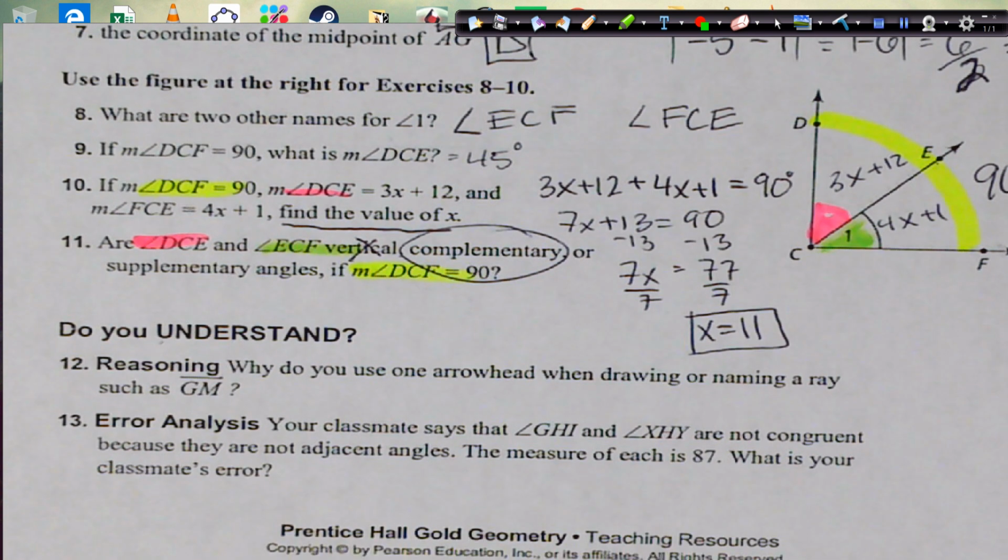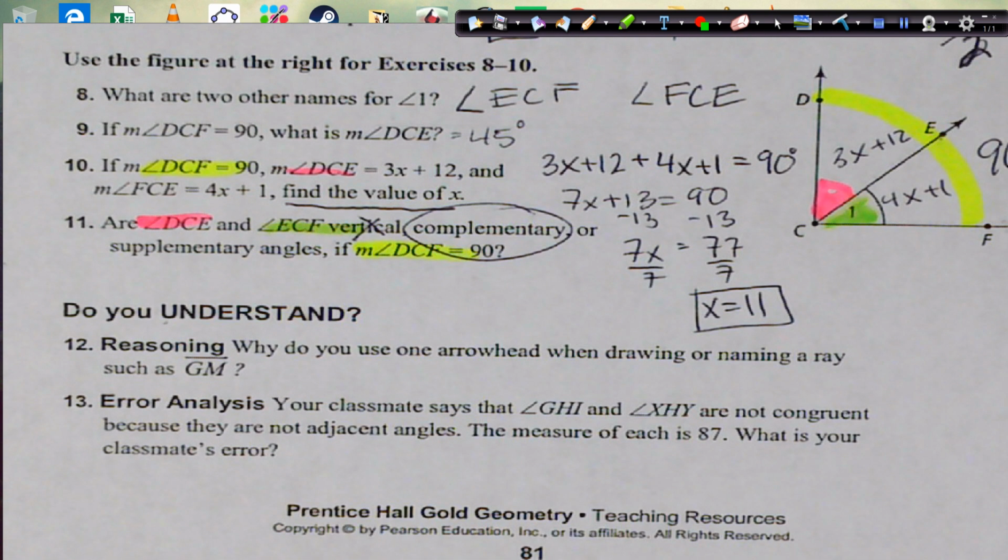Okay. Why do you use one arrowhead when drawing or naming a ray, such as GM? Rays go infinitely in one direction, so the arrow lets you know which direction it's going. If you put an arrow in both directions, then it would be going forever in both directions. Yeah, so that's pretty much it. Yeah, sorry, I'm not writing these ones down. I'm just going to explain these ones. I'll let you guys come up with the words.